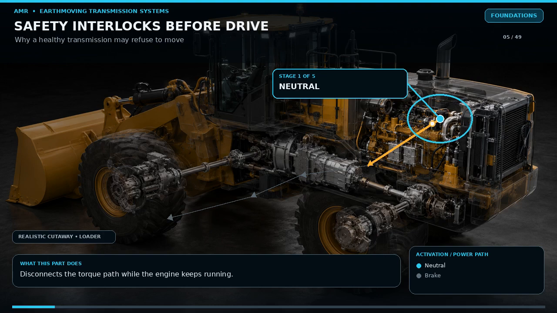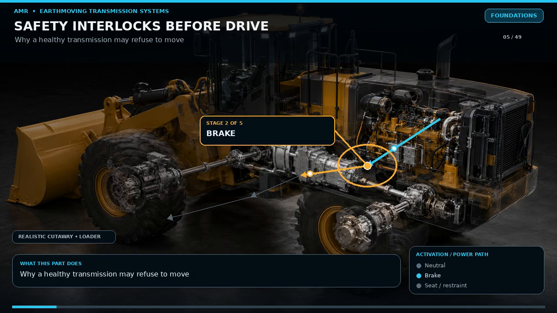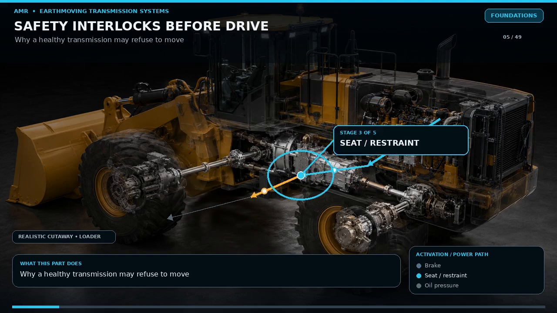Before blaming the transmission, understand the interlocks. Many machines require the direction control to be in neutral before the engine will start. Drive may remain disabled if the parking brake is applied, the operator is not detected, a skid steer restraint bar is raised, a hydraulic lockout is active, or transmission oil pressure is unsafe. Some systems force neutral when a door opens or when the control lever and actual gear disagree.